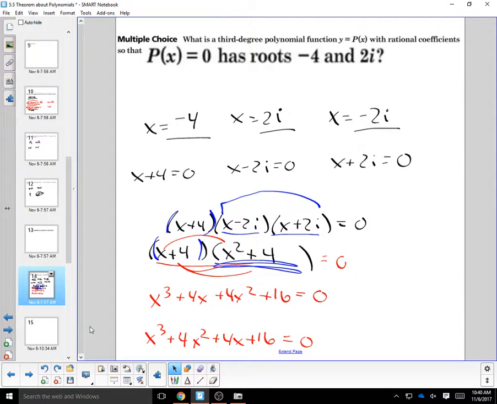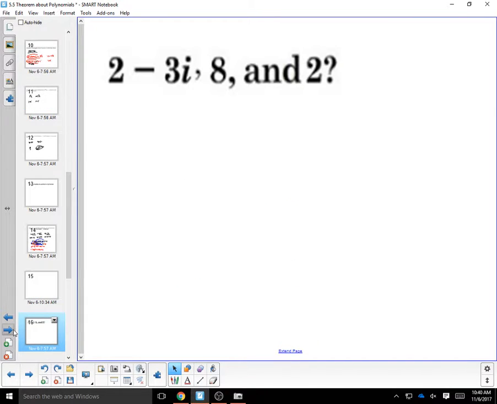Yeah, the highest degree. The coefficient doesn't matter. Okay. All right, cool. Questions on the conjugate root theorem? Can I change slides? All right. Do we need to do it again one more time? Or are you guys good? We're good? One more? Here it is.